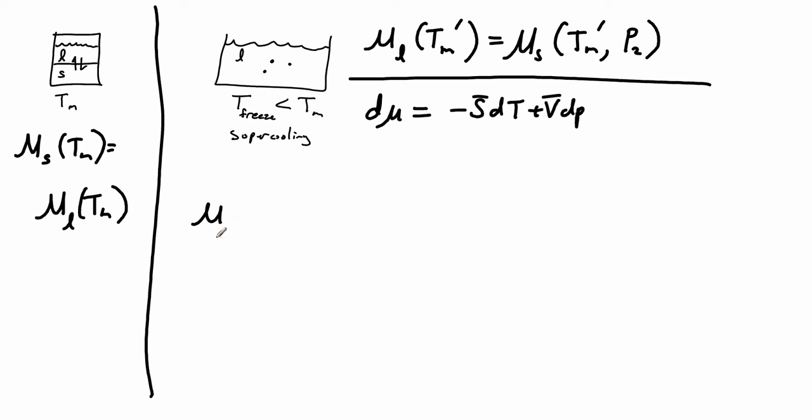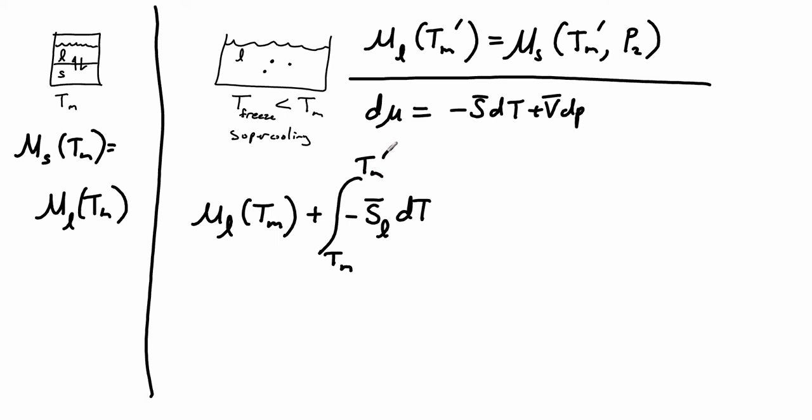we can say that we've got the chemical potential at the original melting temperature, plus we have to integrate this term. So we've got the negative of the molar entropy of liquid, and we're going to integrate temperature from the temperature we started at, Tm, to Tm prime. Actually, that's all we're doing to the liquid, is just changing the temperature.